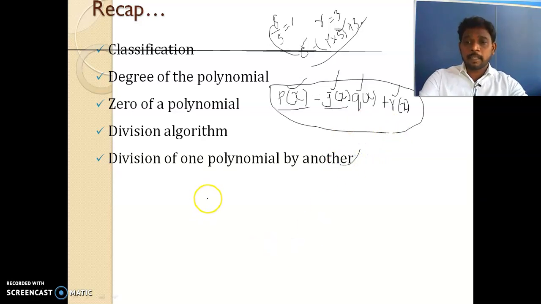Okay, so in the last class also we have seen how to divide one polynomial by another polynomial. As I told earlier, the division of one polynomial by another polynomial is a very important concept. In your 10th standard, some of the most important sums in our second lesson are based upon the division of polynomials only, right? So just try yourself and practice it. How can we divide a polynomial by another polynomial? That is very important, right?